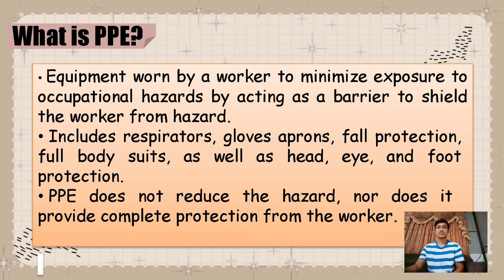But PPE does not reduce the hazard, nor does it provide complete protection to the worker. Meaning, we should still be careful even if we are already wearing PPE. It does not mean that because you are already using a helmet, you can walk around carelessly despite possible falling metal. The worker should not be careless, because PPE will not save your life totally. PPE is only a shield that protects you so that, in case something falls on you, at least you are not hurt so badly. That is all PPE is.